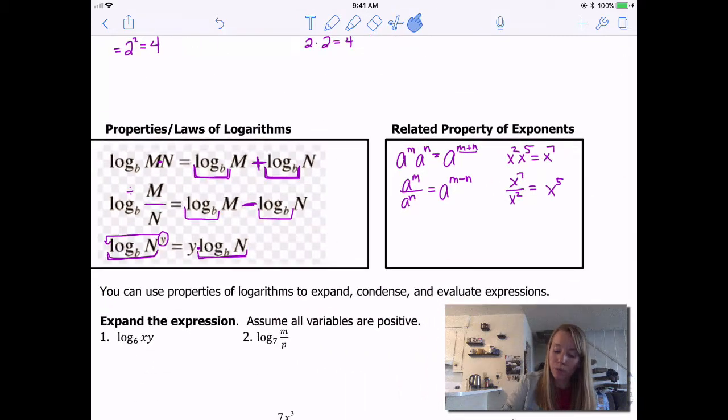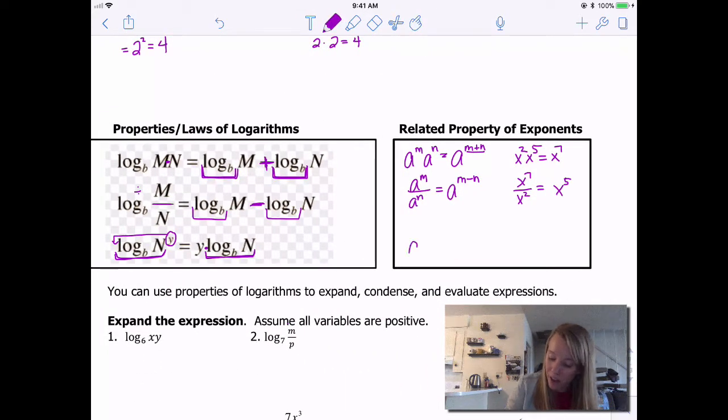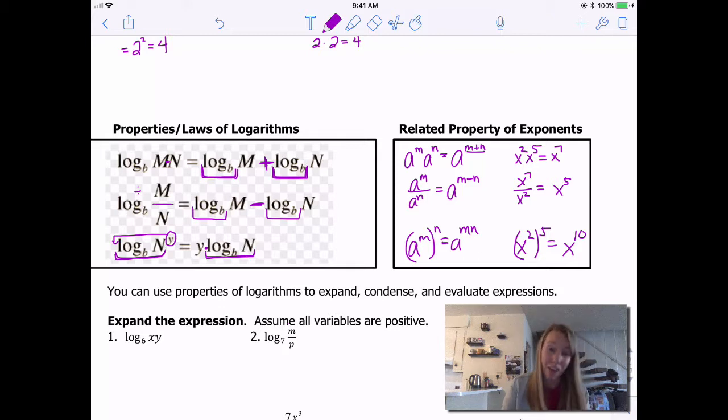The related rule here is if I have a to the m raised to the n, I multiply those powers. So if I have x to the 5, then this becomes x to the 10th. That really is what's happening over on the left. I have a y as a power, so I want to multiply it to another exponent, because logs equal exponents. It's like a power times a power.